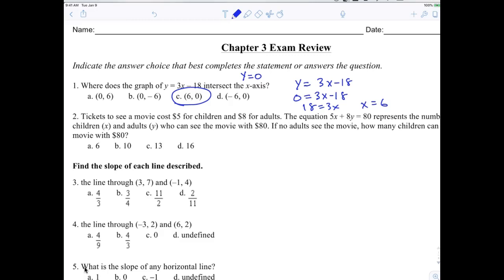Now if you want, you can graph this on the calculator and physically look where it crosses the x-axis. You can clearly see that it crosses the x-axis at (6, 0). So that's good information, but I prefer that you understand what I just said. Does everybody hear me? All right.